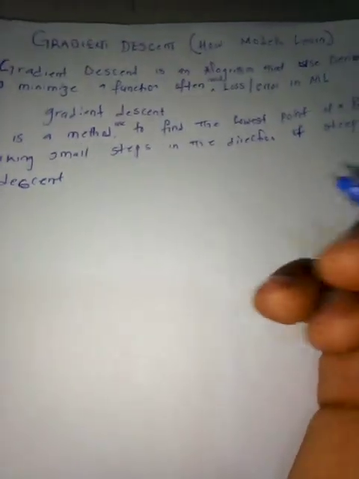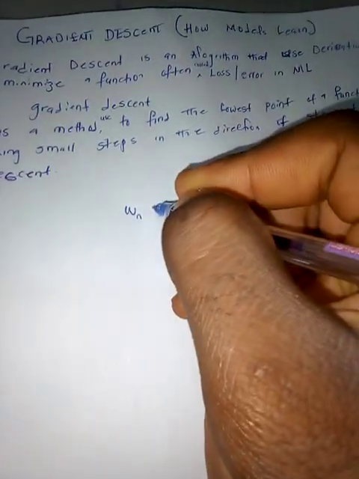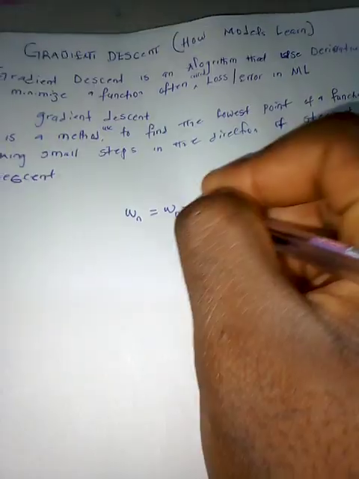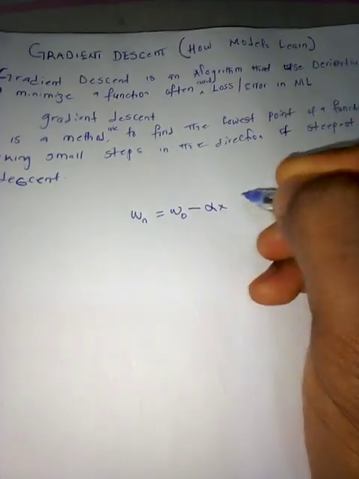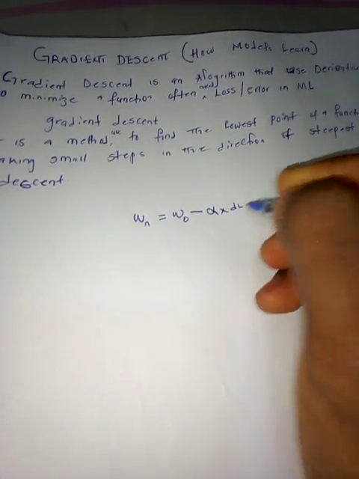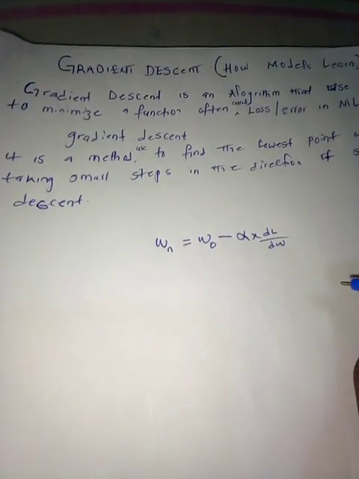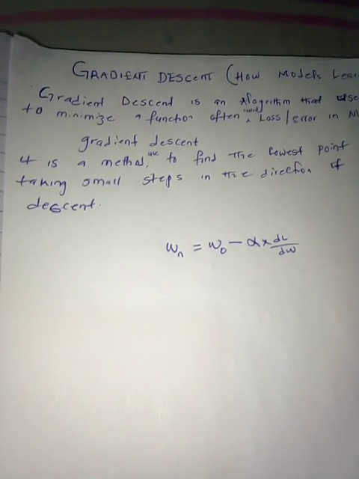First of all, we're going to be writing out the formula for gradient descent. Let's say W is our weight: W subscript n is equal to W subscript o minus alpha multiplied by the partial derivative of L over W. Most people will ask me why I wrote this formula this way, but this is the formula for calculating gradient descent, that is, the lowest point of a function. So let's continue.